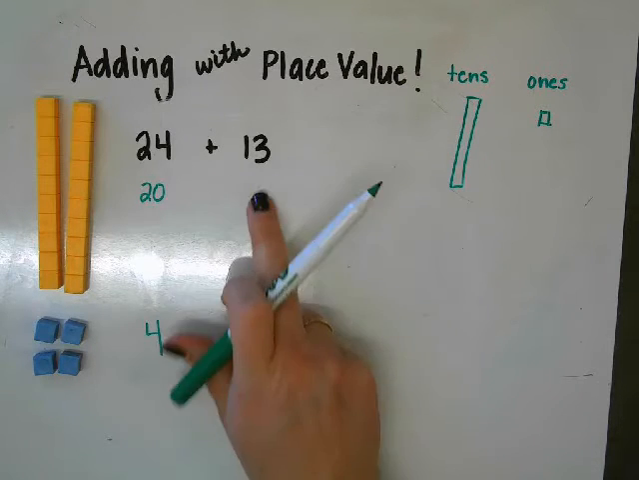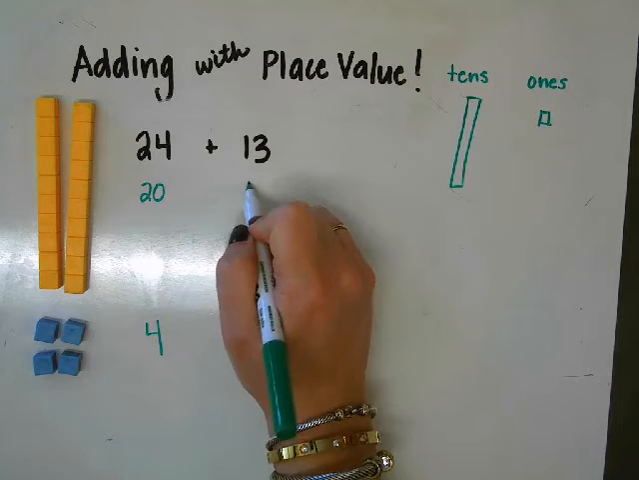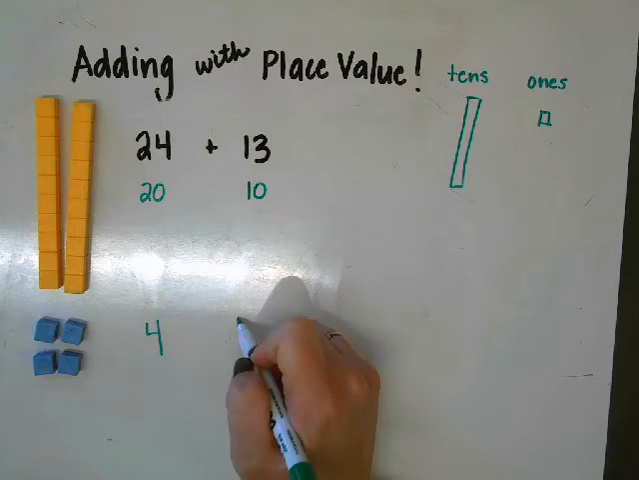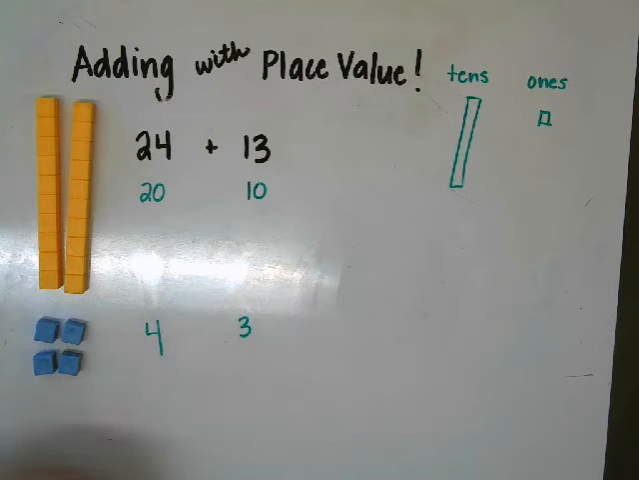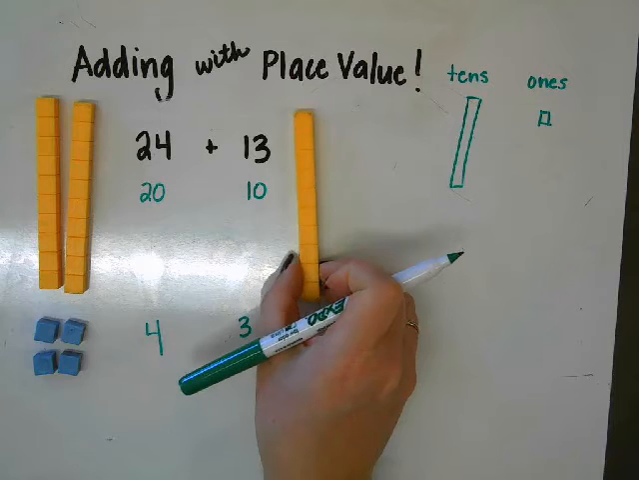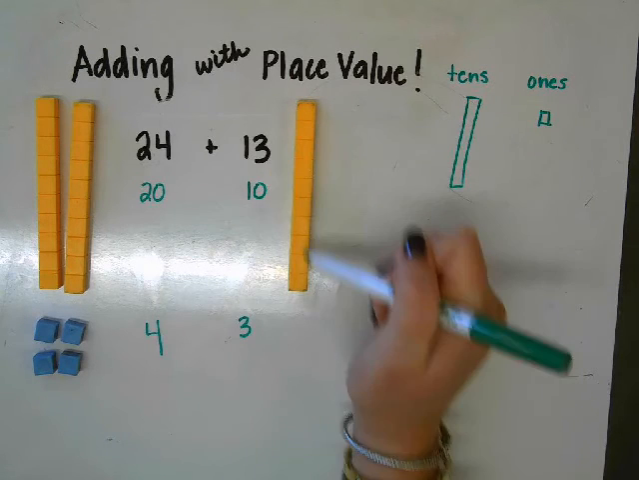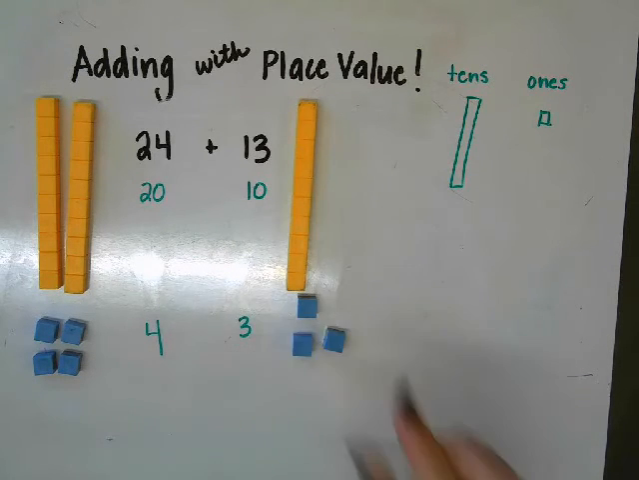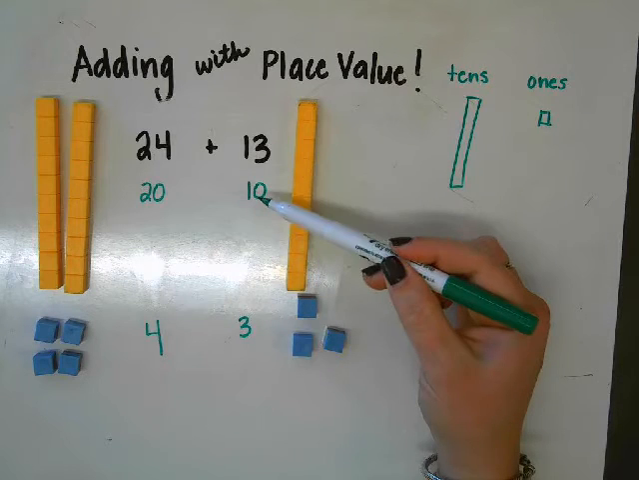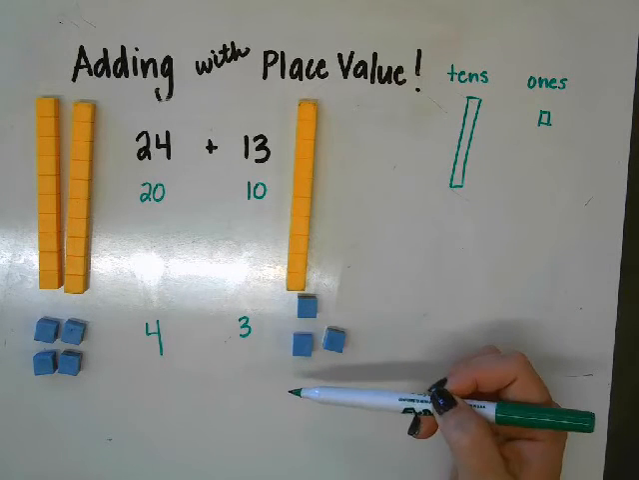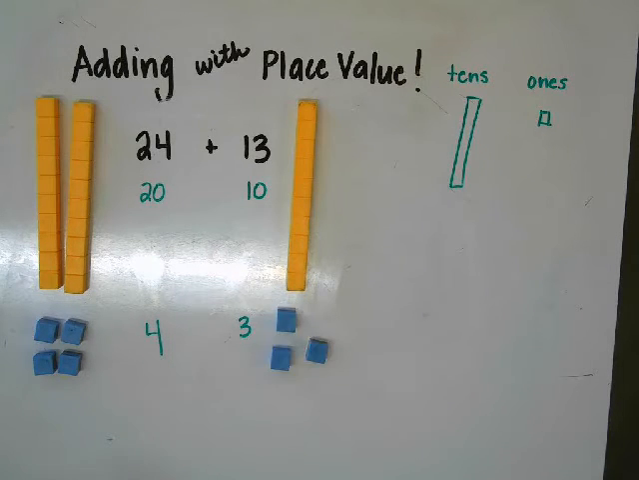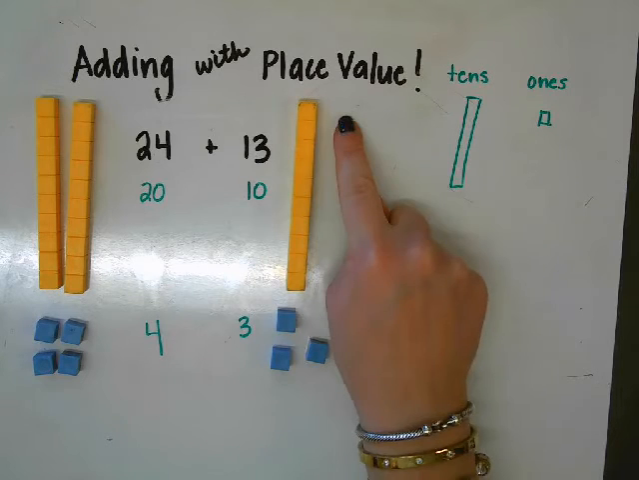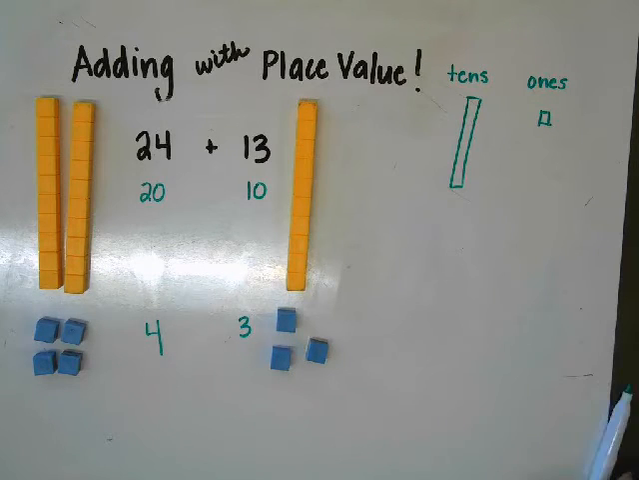So let's do the same for 13. My tens and my ones, 10 plus 3. So let's build it. 13 starts with 10, 11, 12, 13. A 10 and 3 ones. So when I want to add these numbers together, I can use my place value, my tens and my ones, to make it a little bit easier and quicker for me to add.